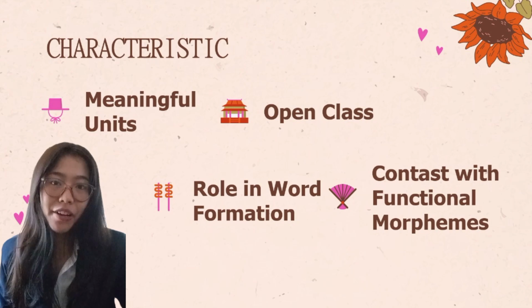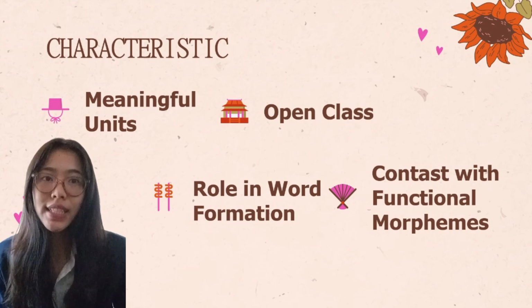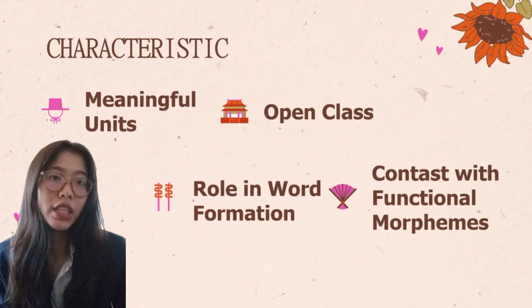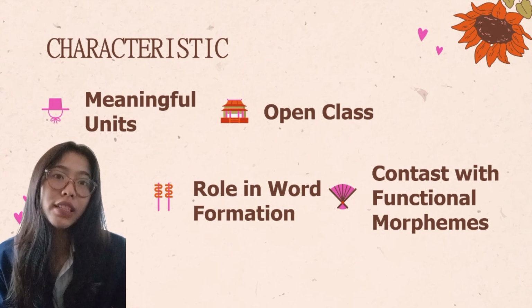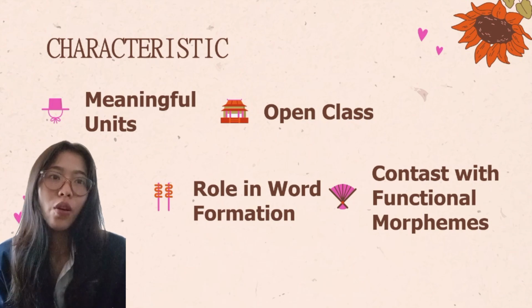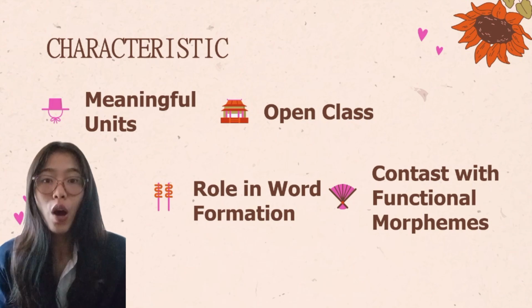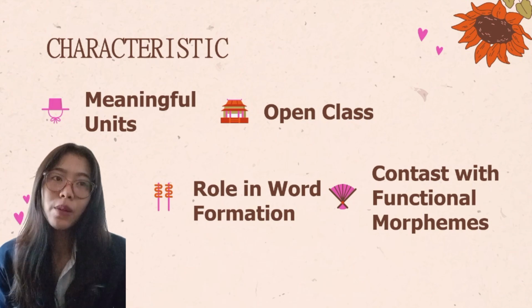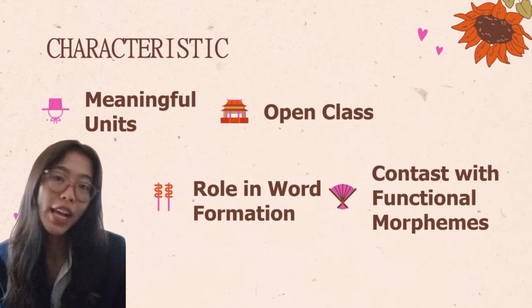So here are the characteristics of lexical morphemes. Number 1 is meaning units. Lexical morphemes carry the primary semantic content of a sentence. If removed, the main message of the sentence would be lost. For instance, in the sentence "the dog barks," both dog and barks are lexical morphemes that provide essential information about the subject and action.